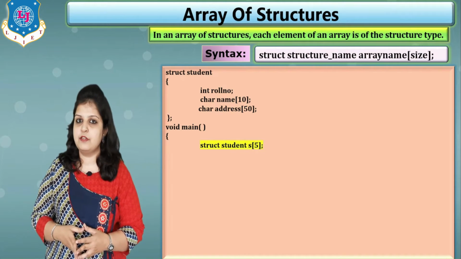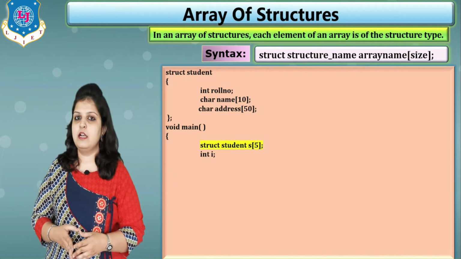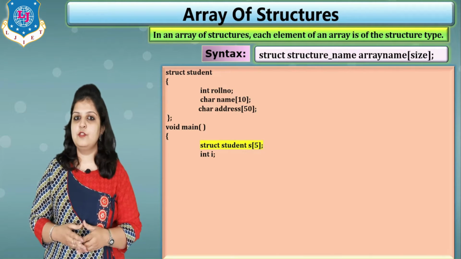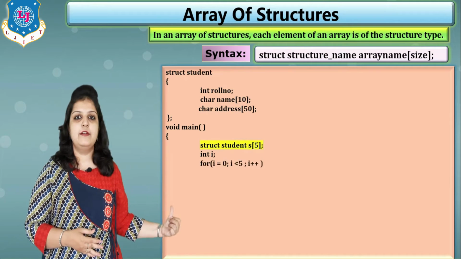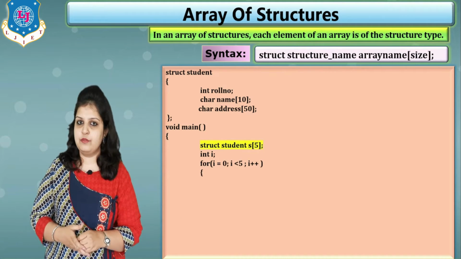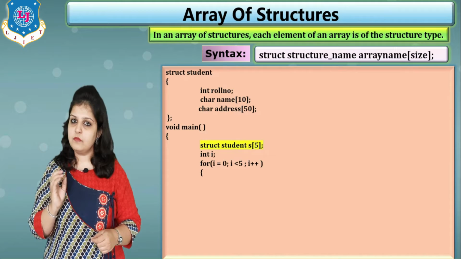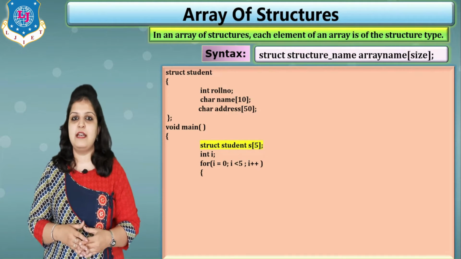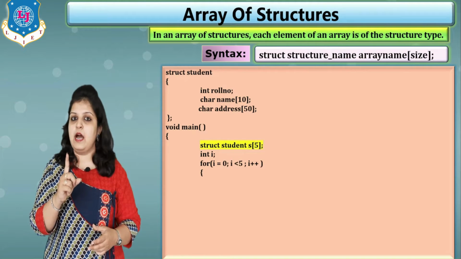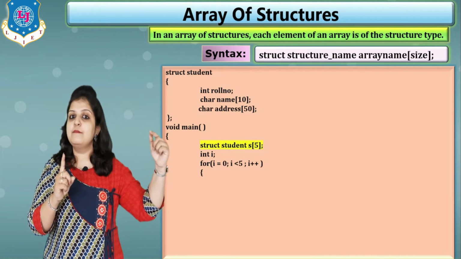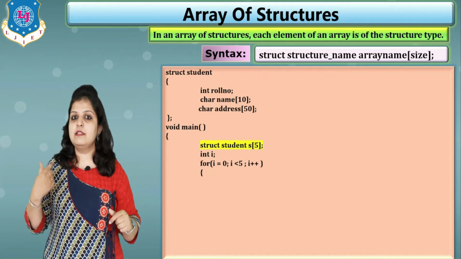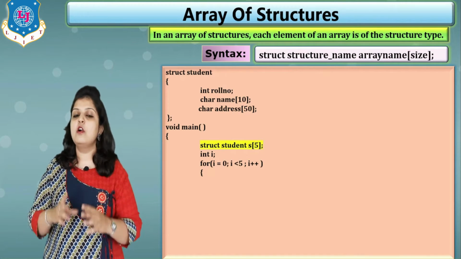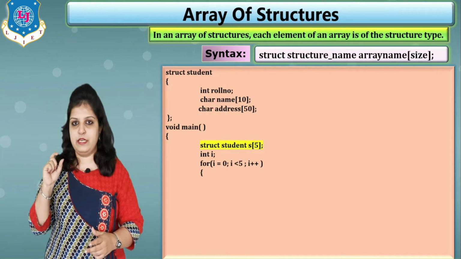The loop has to execute 5 times. So here I am declaring another variable, that is integer i. This variable is used for the loop. Now I am writing a for loop for i equal to 0, i less than 5. Why 0? Because array index always starts from 0. So our first student's data will be stored at S of 0 index, then our second student's data is stored at 1 index. In this way the whole data will be stored in our S variable.